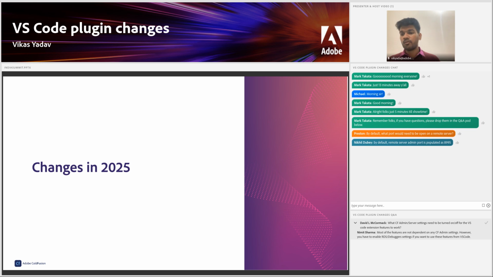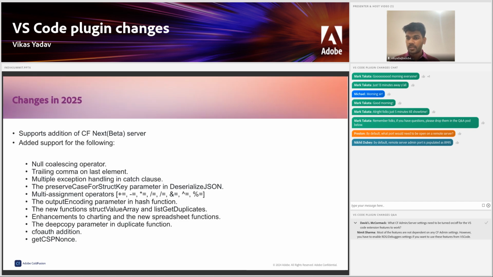So next, we'll be seeing what changes will be in 2025 with respect to this extension. It has support for the CF Next beta server. Additionally, it has support for the following: null coalescing operator, trailing comma. These are some of the language enhancements that are coming up in 25. It supports multiple exception handling in catch clause. It supports preserve case for struct key, parameter and deserialization, multi-assignment operator.